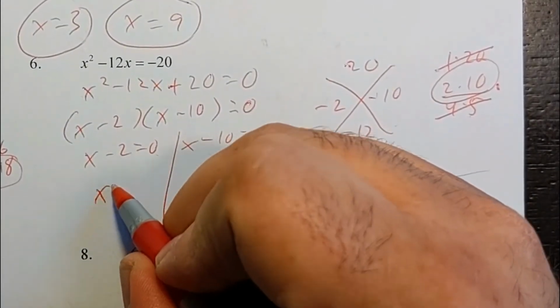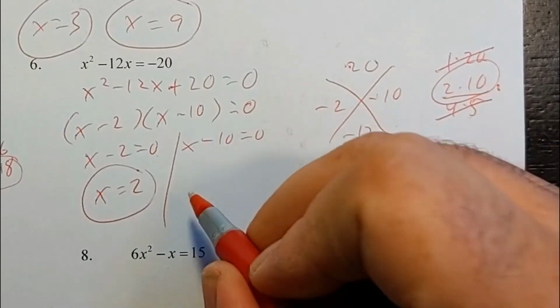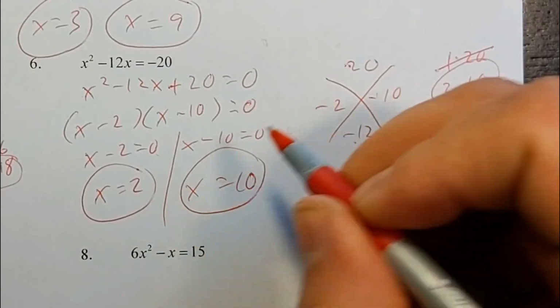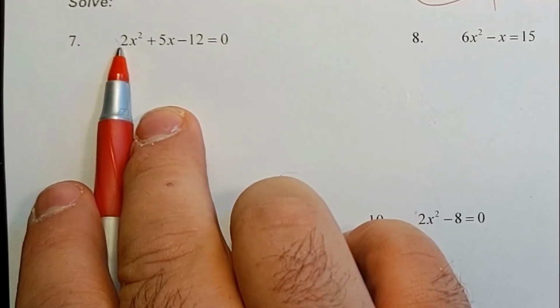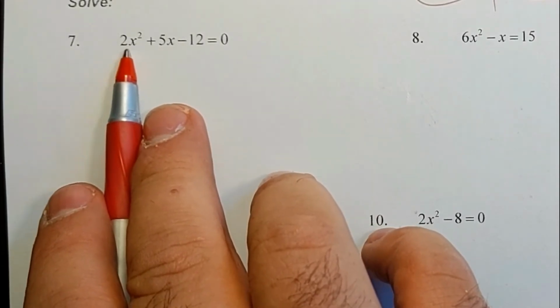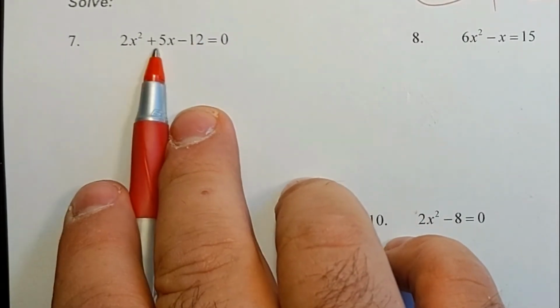X minus 2 equals 0 gives us 2. X minus 10 equals 0 gives us 10. Number 7. There's a 2 in the front, so we check to see if we can factor out a 2 out of all of these, but we can't.